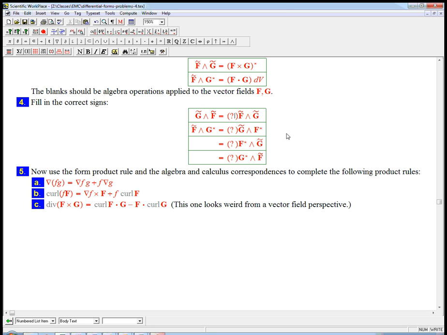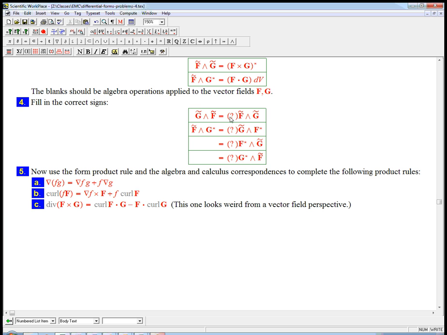Now let's finish up this problem set. There's two more problems. We've now got these algebra correspondences: the wedge product of one forms corresponds to the cross product, if you think about it the right way. And then the wedge product of a one form and a two form actually encodes the dot product. And we'll probably get back to that in a somewhat different way in a later video.